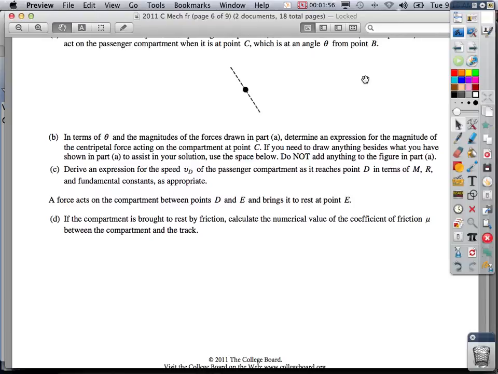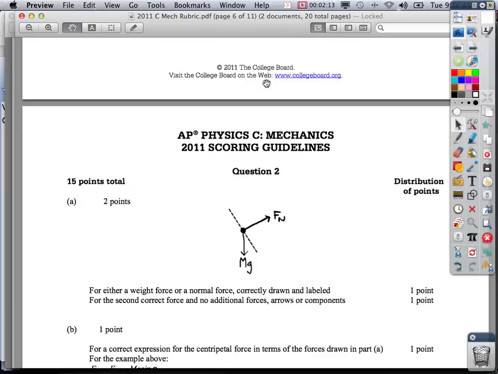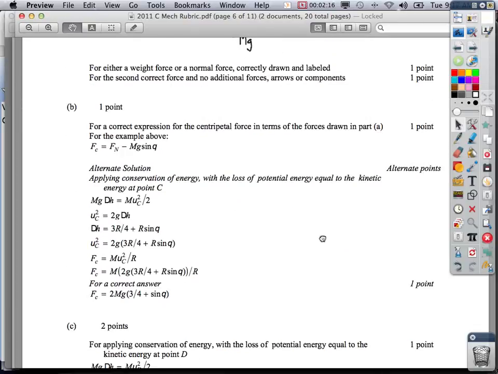What's that question? In terms of theta and the magnitudes of forces, determine an expression for the magnitude of the centripetal force acting on the compartment at point C. So what is the centripetal force? Yeah, so we're just going to set everything equal to mv squared per r, right?